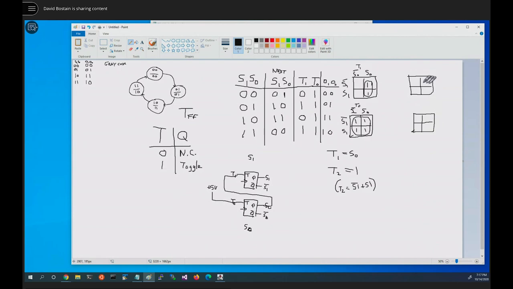Raul, what should I label this one? What am I going to write up here? It's not T1. It should be T0. T0 down here. Oh, no, sorry. What are we getting ready to do? Which equations are we getting ready to minimize?